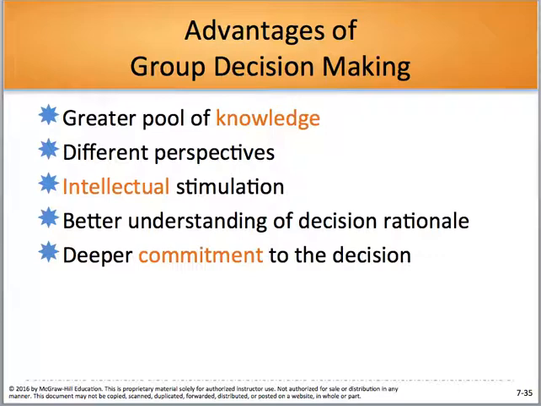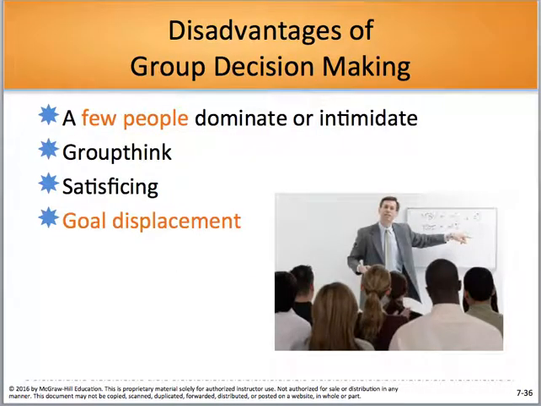So group decision making has some advantages. A greater pool of knowledge, right? Because there's more people pulling in some information. We have different perspectives that we can look through. Of course, we're all intellectually stimulated. There's a better understanding of decision rationale, and there's a deeper commitment to the decision. There are some disadvantages. There's always going to be a few people who are going to dominate or intimidate the group. And as I mentioned, there's groupthink.